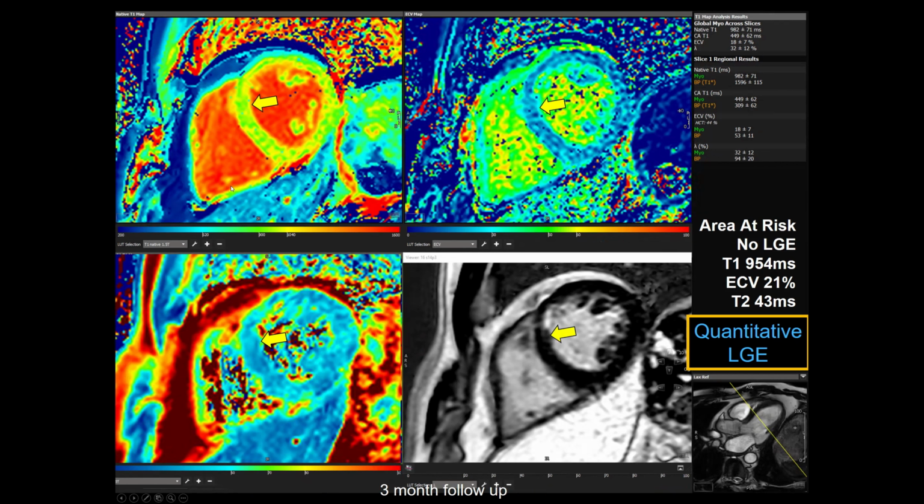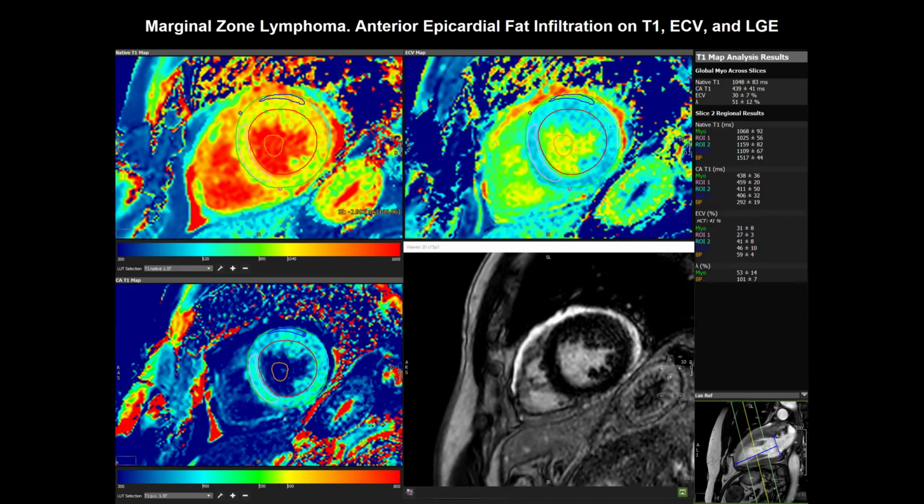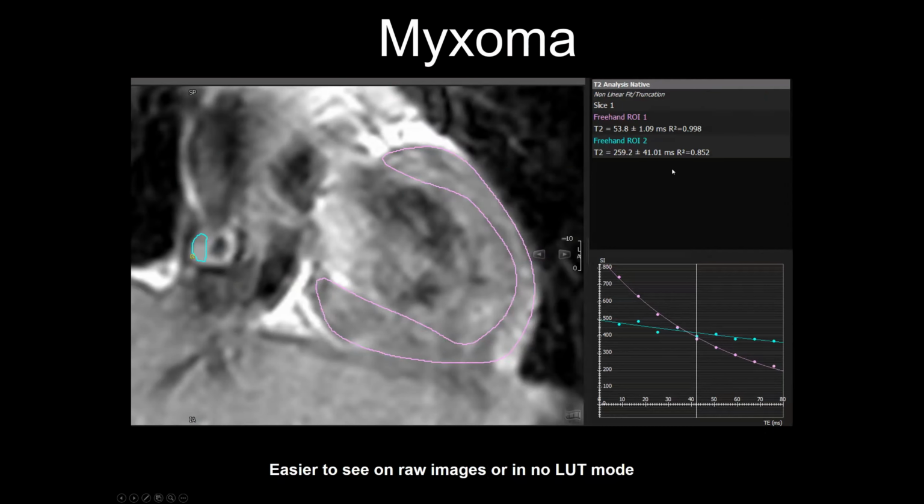I'm not suggesting that this is what we should do for all cases, but the ability of ECV to provide a more quantitative look at what we regularly see on late gadolinium enhancement is interesting in that it is able to detect, confirm, and follow up many more shades of gray than we were previously able to in simple and also more complex pathologies. So we suspected that there was involvement of the epicardial fat in this patient on late gadolinium enhancement, but we were able to also tease it out a bit further on T1 mapping and ECV.